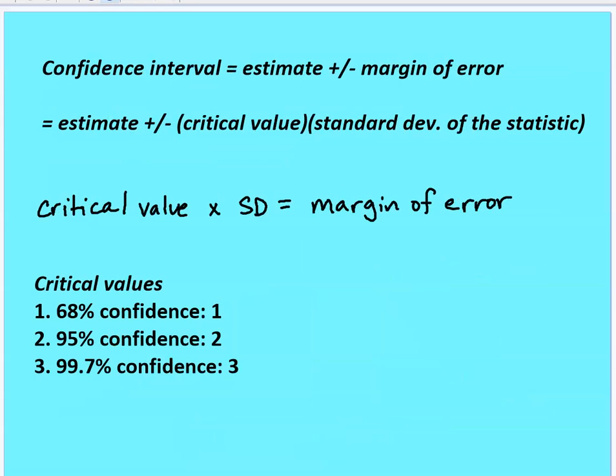All right, so confidence interval is equal to the estimate plus or minus the margin of error. And the margin of error is a critical value times the standard deviation. And the critical value for 68% confidence is 1. So we're going back to our empirical rule. 95% confidence is 2, and 99.7% confidence is 3. So we're just looking for the standard deviations in this case as a critical value.